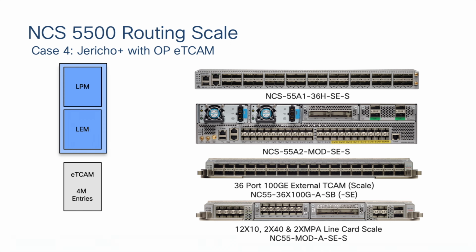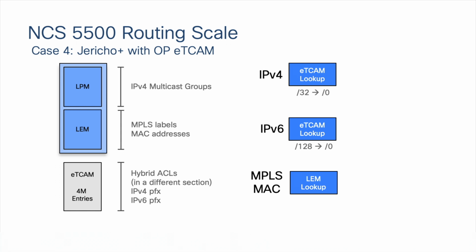Finally, case number 4, Jericho Plus with Optimus Prime eTCAM, and actually this last case covers the Jericho 2 with OP2 eTCAM also. It will be very easy here. We store all IPv4 and IPv6 routes in external eTCAM. We demonstrated that we program and remove routes faster in this eTCAM memory than in LEM or LPM. So it's a no-brainer. It's easier to implement, simpler to troubleshoot, and faster to program.